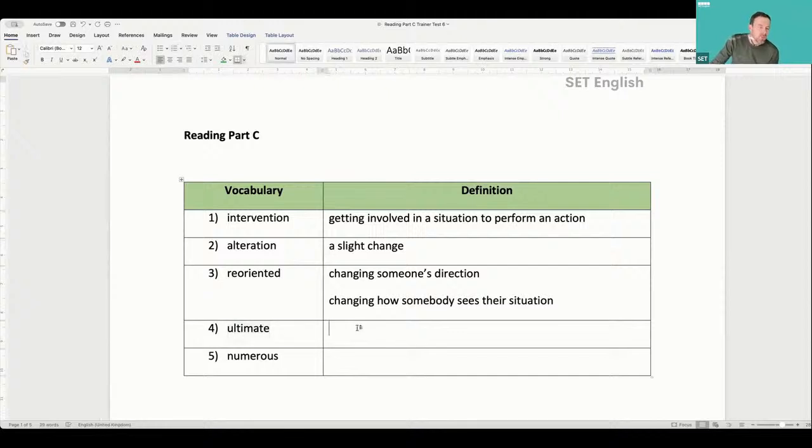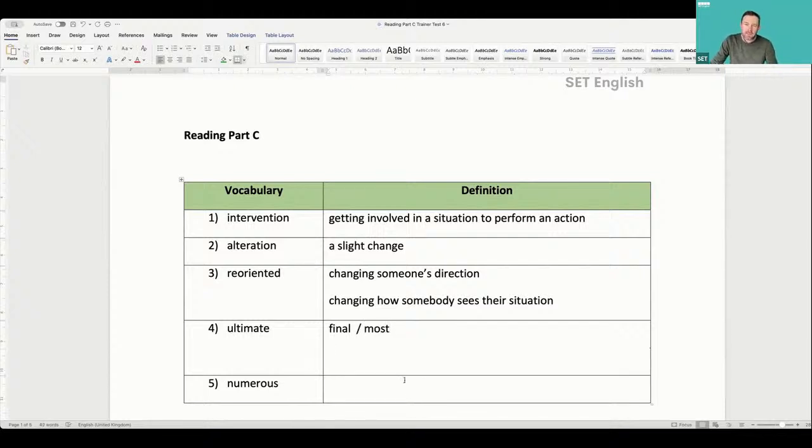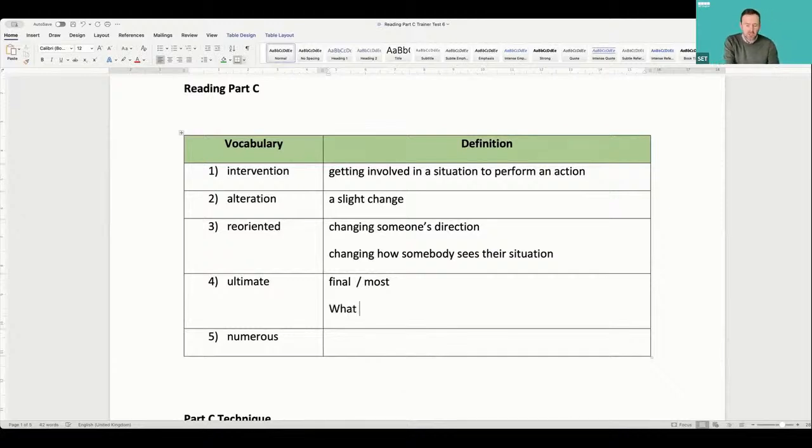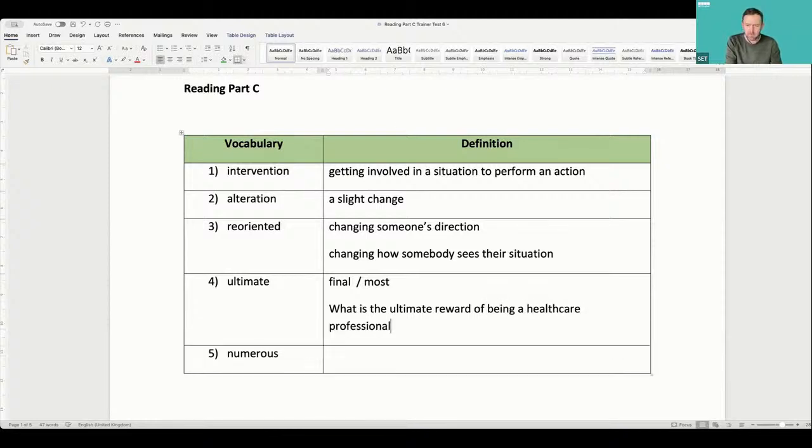Ultimate. The idea of ultimate is final. And think about what final can mean. Sometimes final can mean most. So let's think about this. I'm going to ask this question: what is the ultimate reward of being a healthcare professional? Put your hand up if you've got an answer for that. What's the ultimate reward of being a healthcare professional?